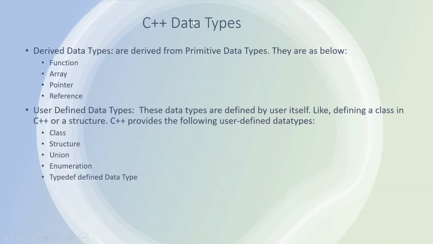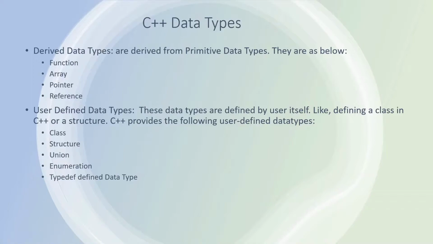In C++ we also have derived data types. The derived data types are derived from the primitive data types. They are as below: function, array, pointer, reference.